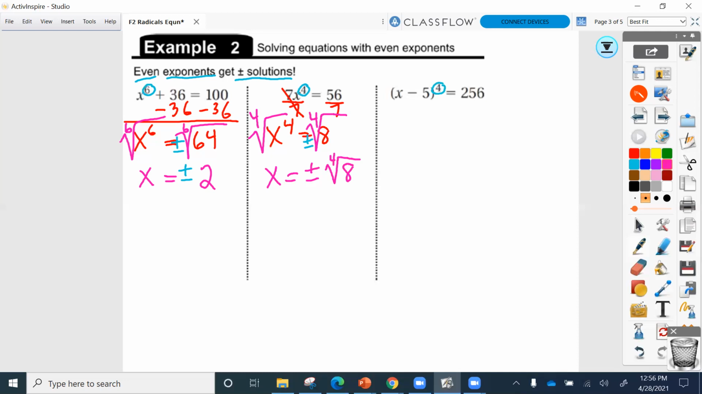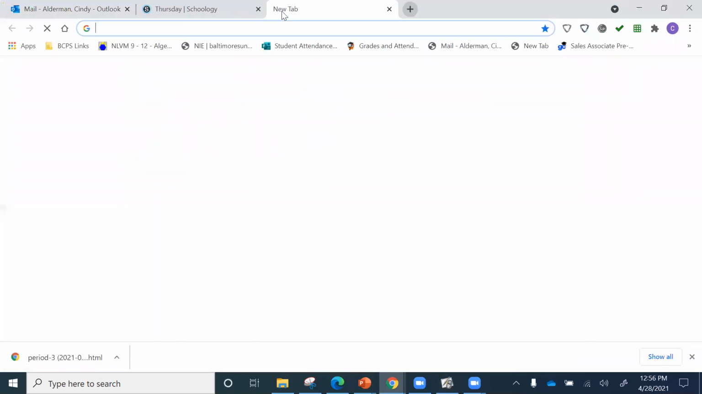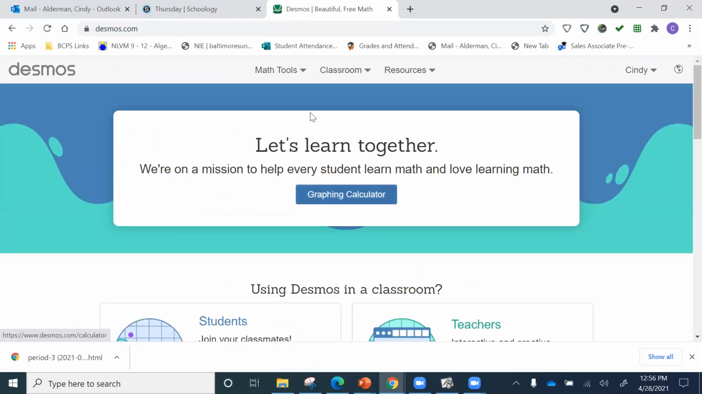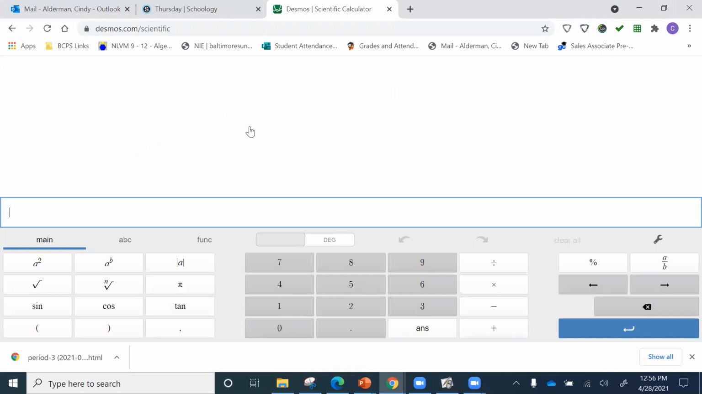That's an exact answer. Now let's go to Desmos to show you how you would put the fourth root of 8 in a calculator. Should have already had it up, but I did not. And we want the scientific calculator. So let's see, the fourth root. So we're going to put a 4, fourth root of, we got to click under that, 8, and you get that approximation, 1.68.